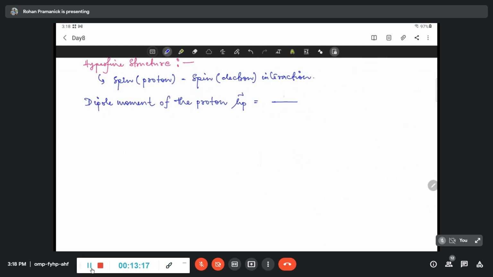First of all, the dipole moment of the proton is nothing but e times e by mass of the proton. Here the mass comes into the picture, and the classical expression is e by twice mp times the spin of the proton. If you do a relativistic correction, you will find a prefactor, which is Gp for the proton. So this G is known as the Landé factor.